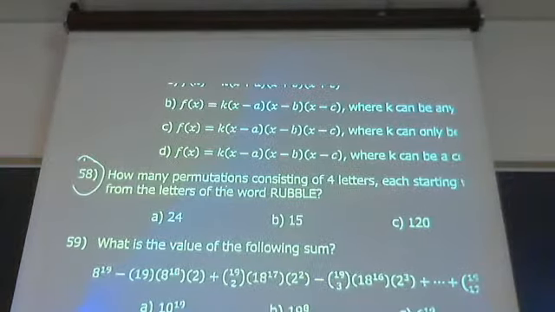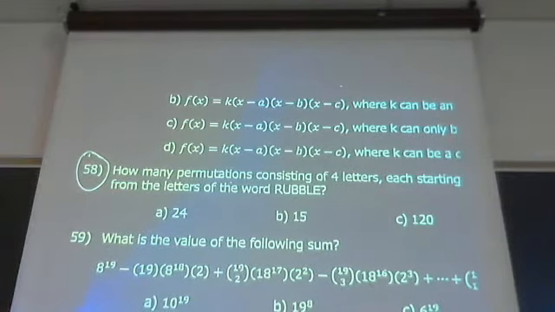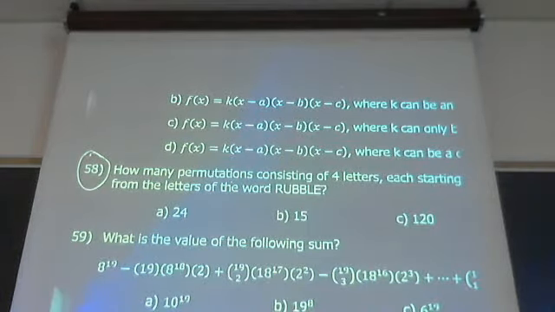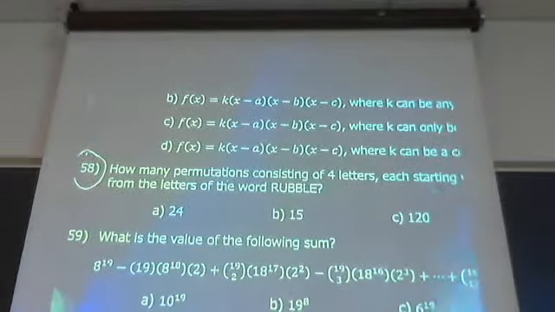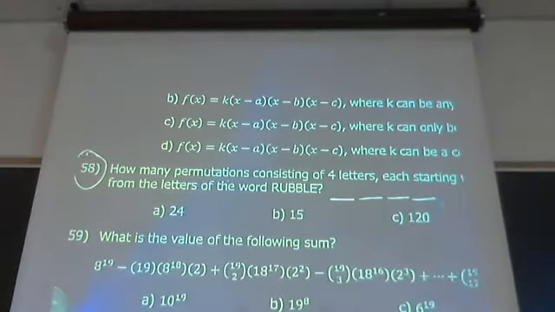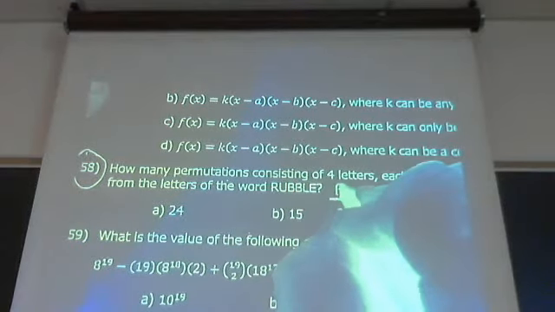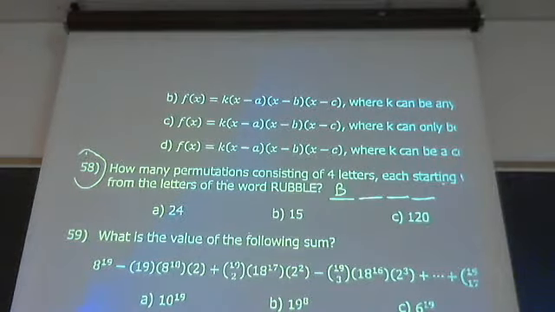Question 58. How many permutations consisting of 4 letters, 1, 2, 3, 4, each starting with a letter B, can be formed from the letters of the word rubble? Okay, so we could use the letter B there. And then how many other letters do we have left?